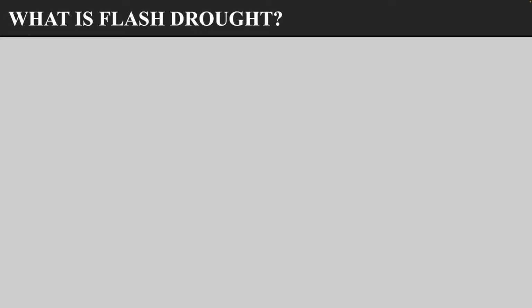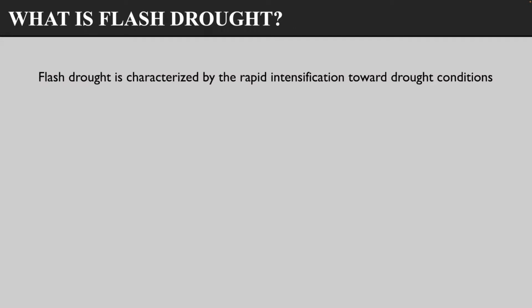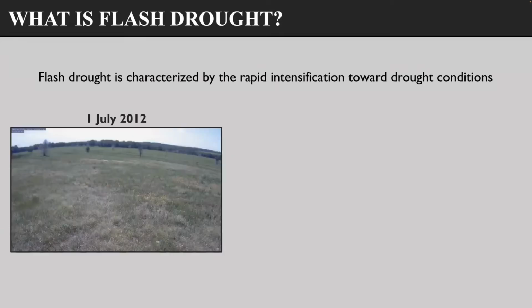Before I begin, first I want to talk about what actually is flash drought. Well, flash drought is defined and characterized by the rapid intensification towards drought. And this is a word definition, but it helps to visually see what a flash drought looks like on the environment.